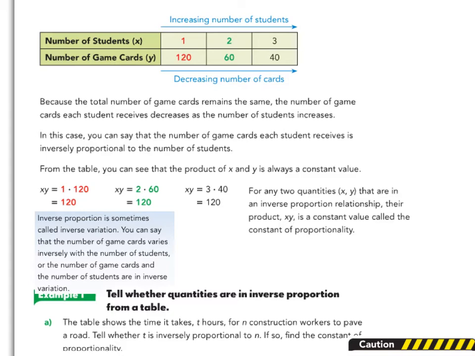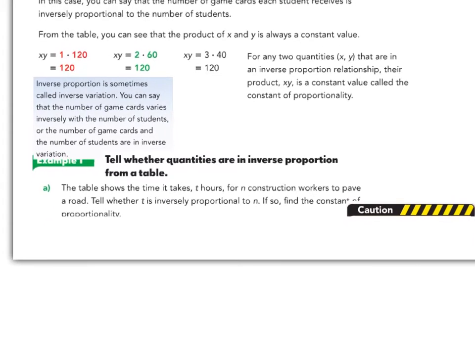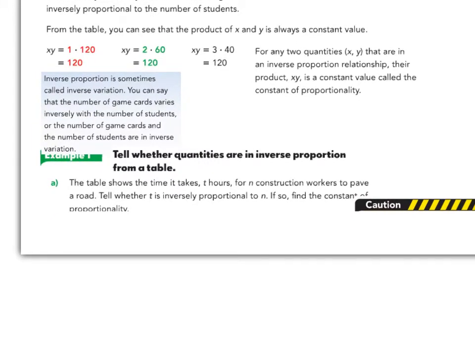Okay, so let's go on to example 1 here. Tell whether the quantities are in inverse proportion from the table. The table shows the time it takes, T hours, for N construction workers to pave a road. Tell whether T is inversely proportional to N. If so, find the constant of proportionality. So I'm going to go to the next page now because that's where the table is.